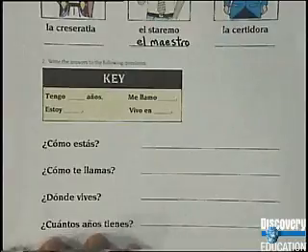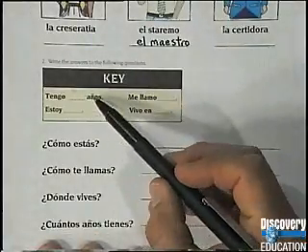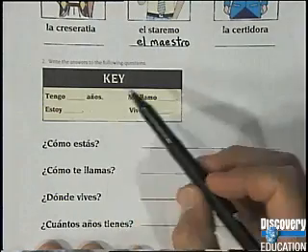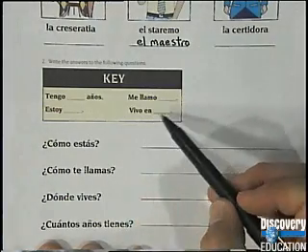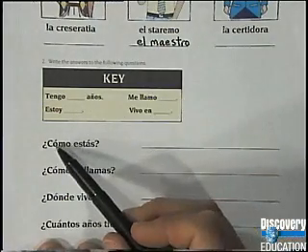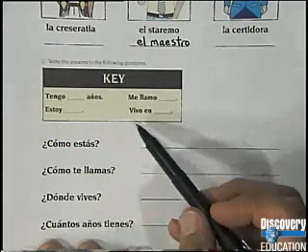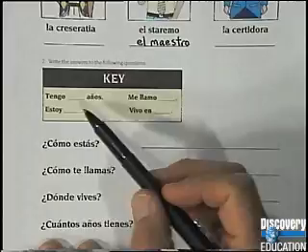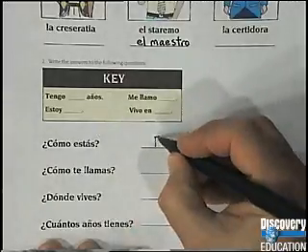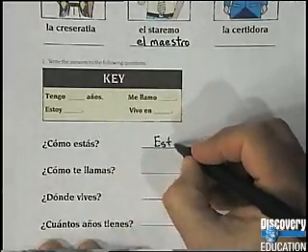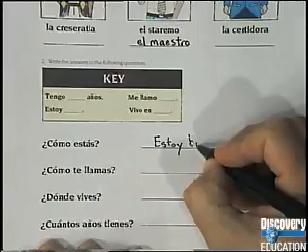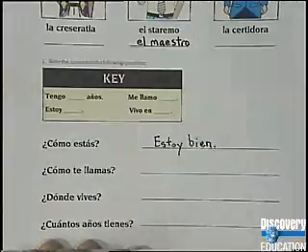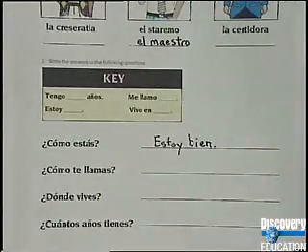But let's look at the bottom of the page here. Write the answers to the following questions. And here's the key. Tengo años. Estoy, me llamo, or vivo en. So if someone asks you, ¿Cómo estás? Which of these answers are you going to use? ¿Cómo estás? You'll say, estoy, what? You might say, estoy, and this is what I'd say, bien. Estoy bien. But you remember we talked about some other possible answers.